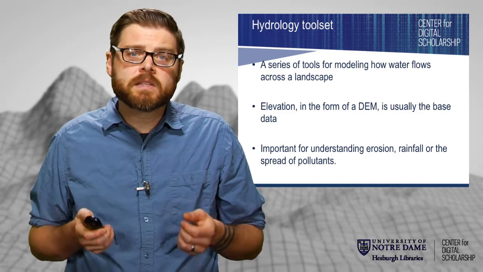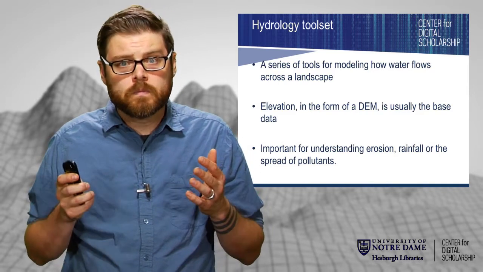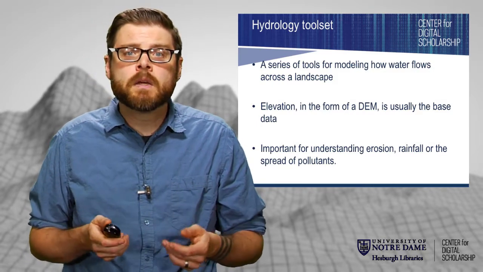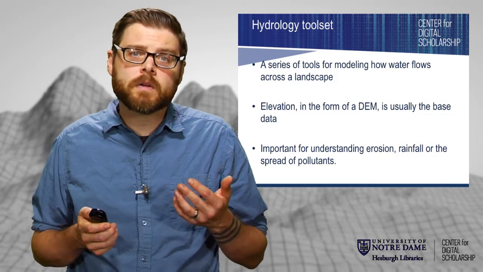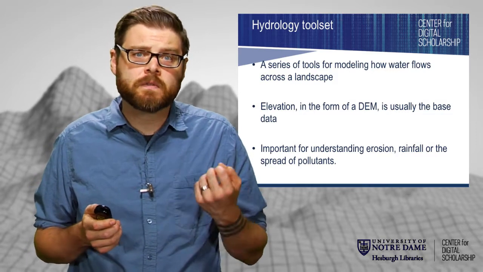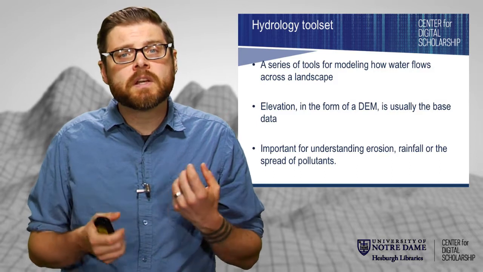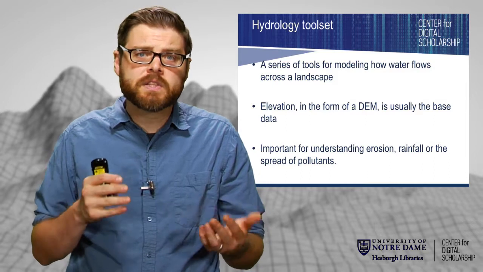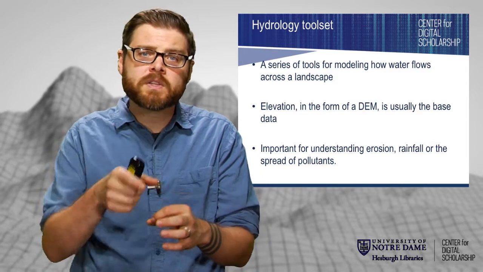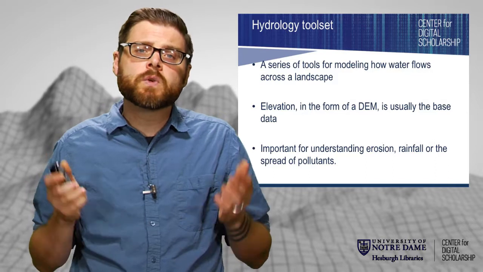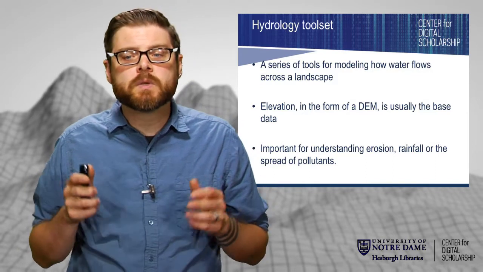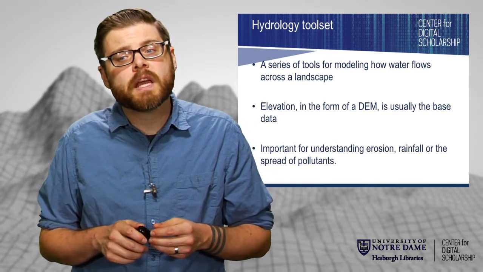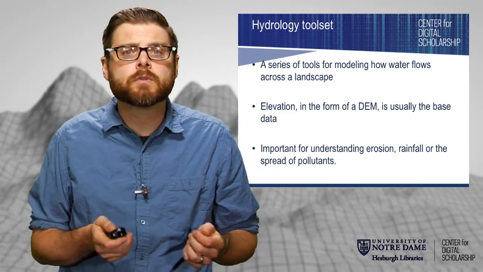Usually our base layer is elevation, and it's almost always in the form of a DEM rather than a TIN. If you remember from the earlier module where we talked about topography, a DEM is a raster-based form. This lets us do some interesting things where we can measure, say, the slope, or the aspect, all of these things based on the value for one pixel and all of the ones around it. The hydrology tools work in a very similar way. So the DEM is our base data, and the hydrology tools can be very important for understanding rainfall, erosion, spread of pollutants, all of these different things.